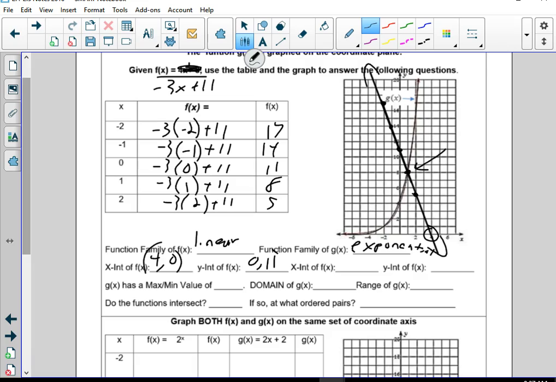Which also happens to be the point of intersection, it looks like. No, wait a minute. No, that's later. Sorry. So 0, 11 is where it crosses the y-axis.